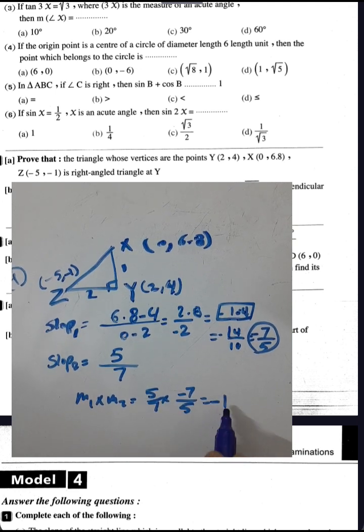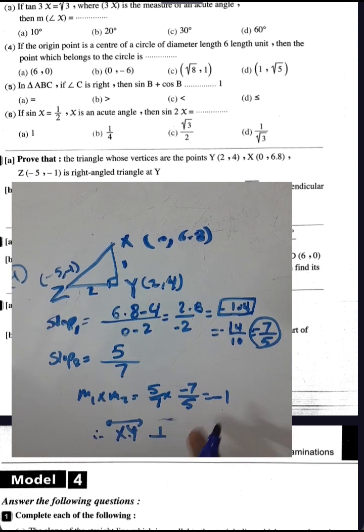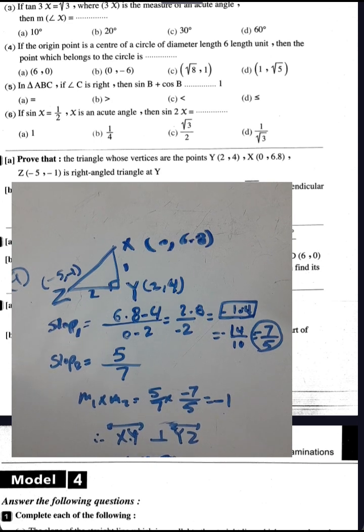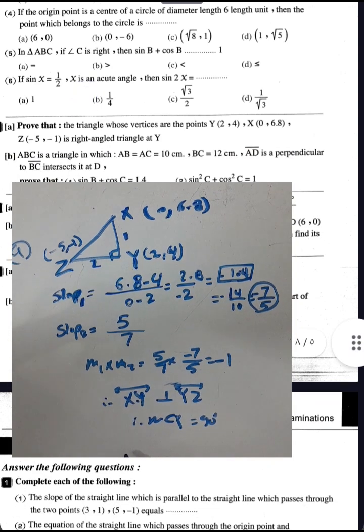It will be -1. Then XY will be perpendicular to YZ. Then measure of angle Y is 90 degrees. Then this triangle will be a right angle triangle at Y. Question letter B.